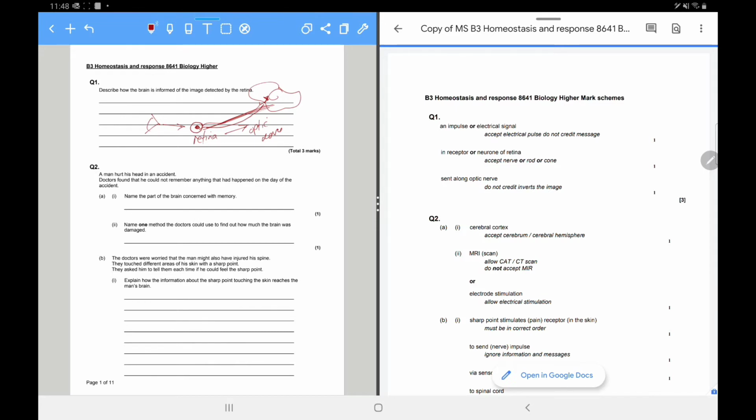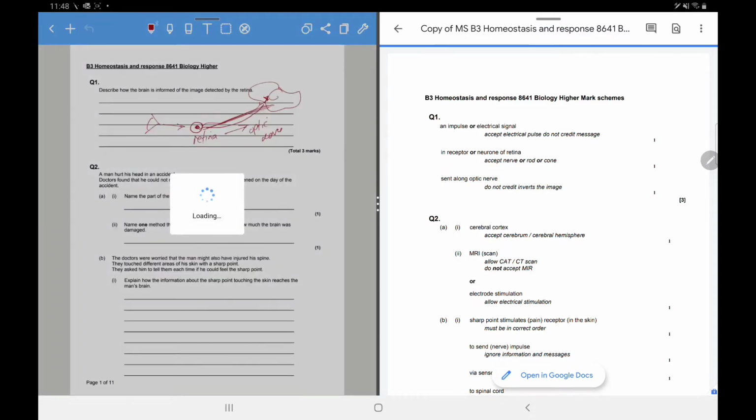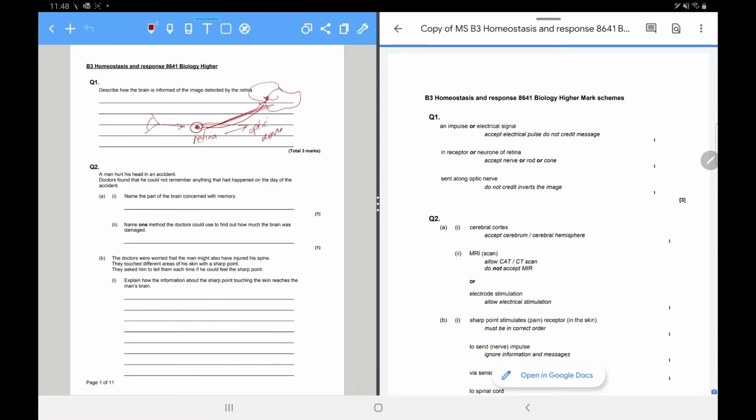Interestingly, it says, do not credit message on the right hand side. So it's looking for electrical signal or impulse. It's not looking for message. So that's a message, excuse the pun, from the board. Okay. So you can see here the second mark, receptor or neuron of retina and sent along the optic nerve for your 3 marks. Okay.